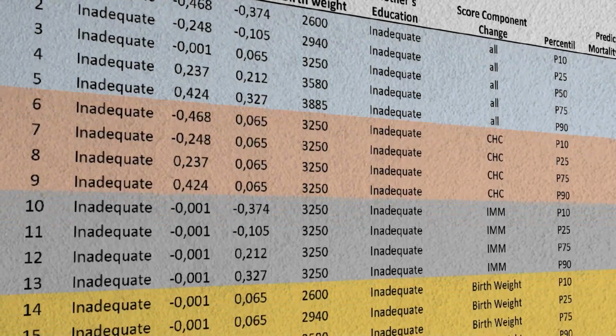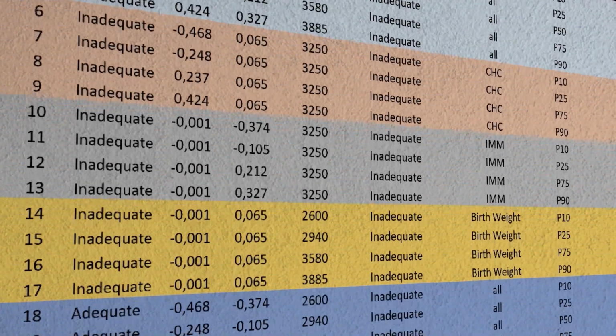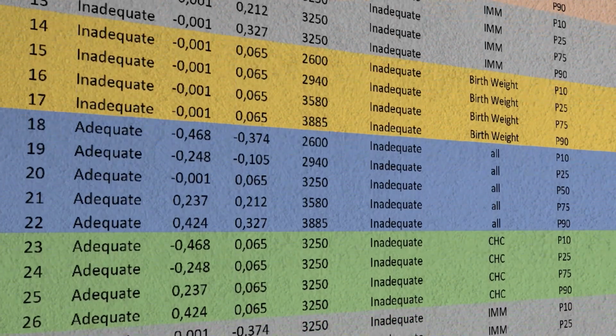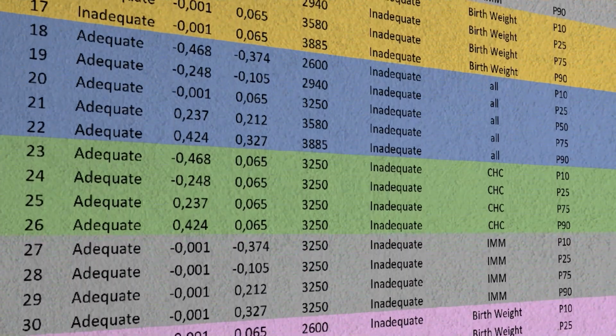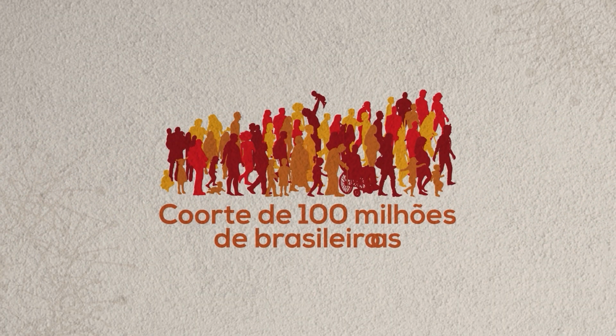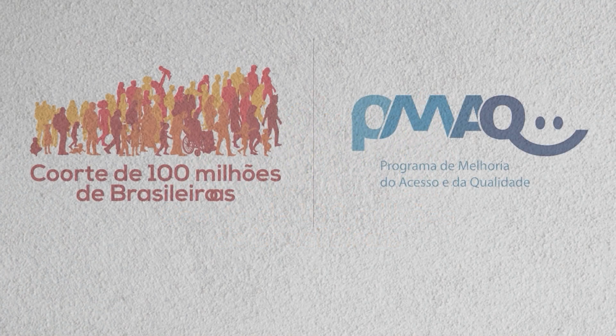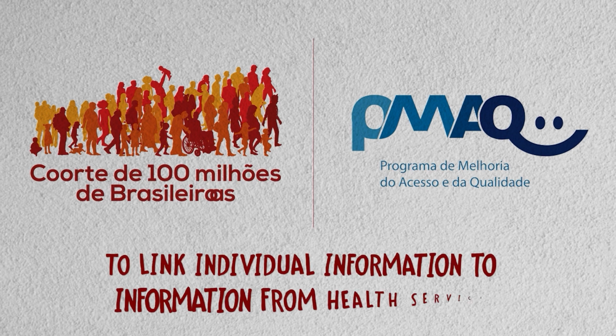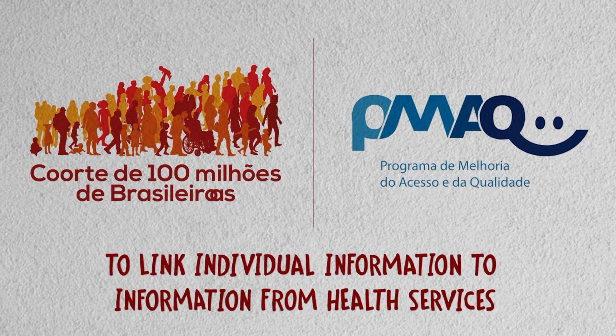These analyses were performed using different approaches, which included Bayesian models and predictive models that simulated hundreds of scenarios. All this work was only possible thanks to the cohort of 100 million Brazilians. We used its data alongside data from the PMAC, the National Program to Improve Access and Quality of Primary Care, to link individual information to information from health services.